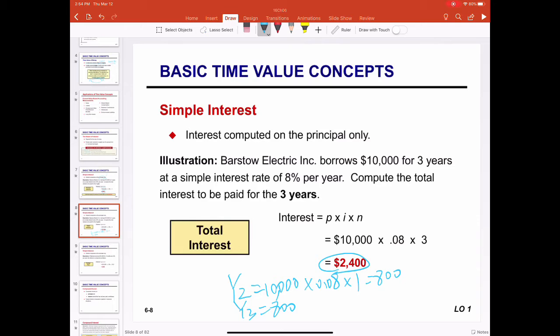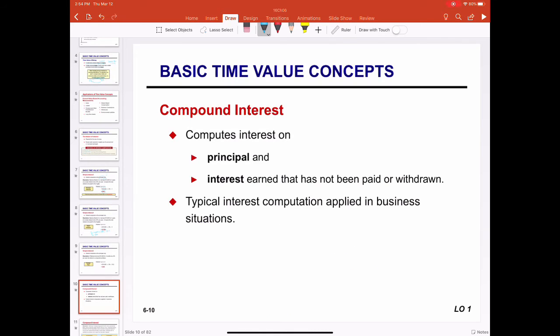The next one is compound interest. With compound interest, the interest is not only generated on the principal; the interest earned will also become principal and keep generating interest.